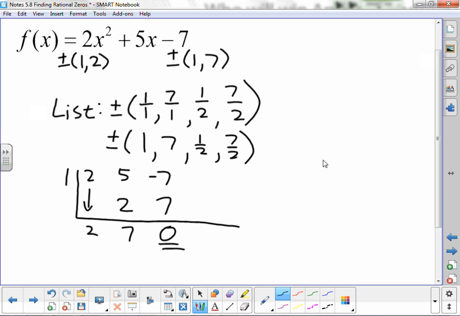Yay, we got the first one to work. So since the 1 worked, I know that x minus 1 is one factor. Bring down the degree by 1, so you're going to go to 2x plus 7, and that's it. f of x equals that thing.